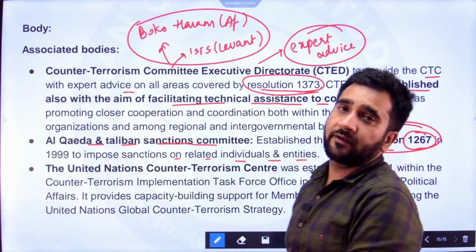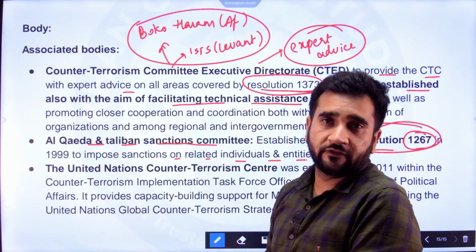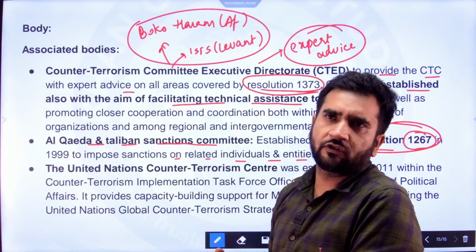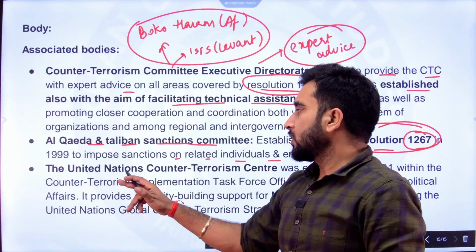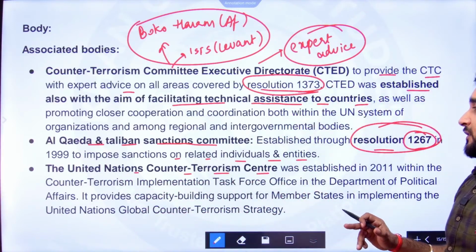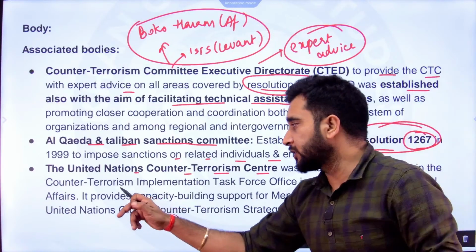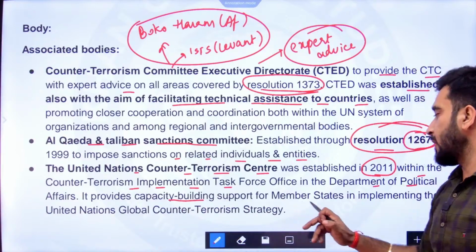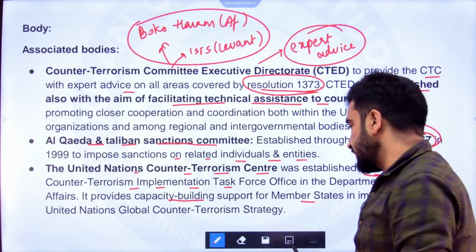अब 1999 में तालिबान was ruling over अफगानिस्तान. 1996 से 2001 तक तालिबान का रूल था वहां पे. तो एंड दैट वाज अ मिलिटेंट ऑर्गेनाइजेशन, तो इसलिए सैंक्शंस लगाने के लिए बोल रहा था. यूनाइटेड नेशंस काउंटर टेररिज्म सेंटर was also established in 2011 with within the counter terrorism implementation task force office in the Department of Political Affairs. It provides capacity building support for member states in implementing the United Nations Global Counter Terrorism Strategy.